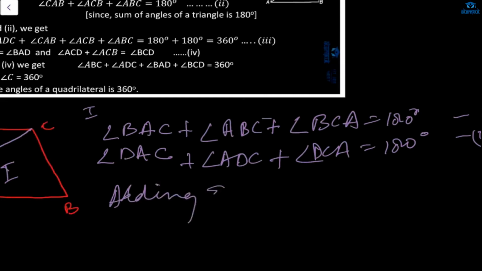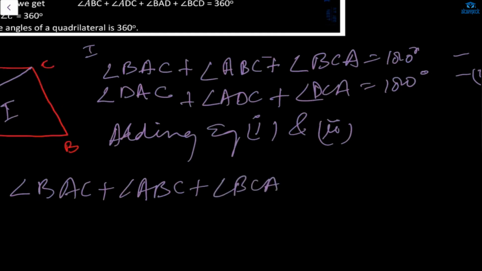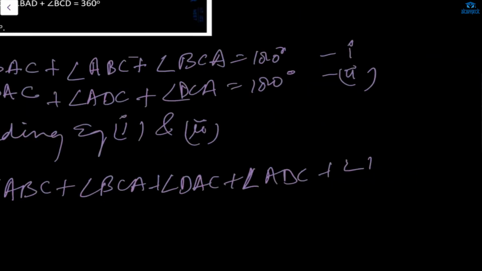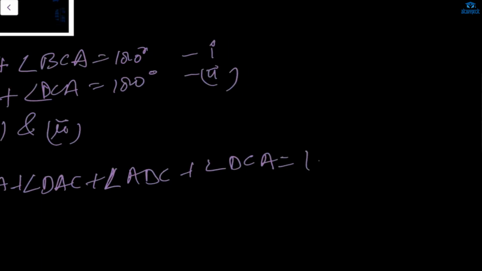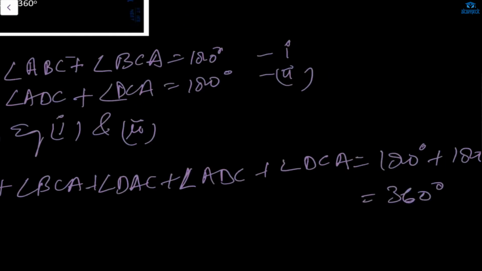Adding equation first and equation second. If you're going to add, the LHS will be added on the LHS side and the RHS on the RHS side. So angle BAC plus angle ABC plus angle BCA plus angle DAC plus angle ADC plus angle DCA is equal to 180 degree plus 180 degree. So it will be 360 degree here. 180 degree plus 180 degree, 360.